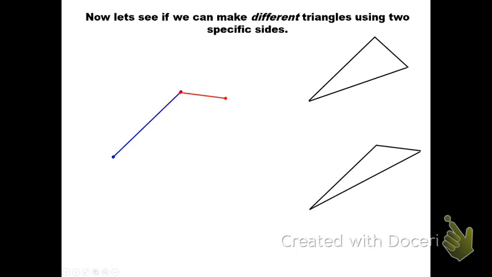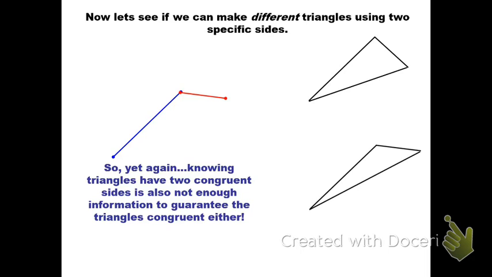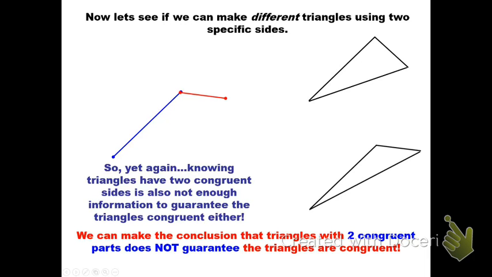Let's compare. Are they congruent? Meaning, do they have the same size and same shape? And the answer is certainly no. So once again, 2 parts was not enough to prove congruence. So it would seem that we're ready to make the conclusion that given only 2 congruent parts, it does not guarantee congruence. So once again, 2 parts does not guarantee congruence.